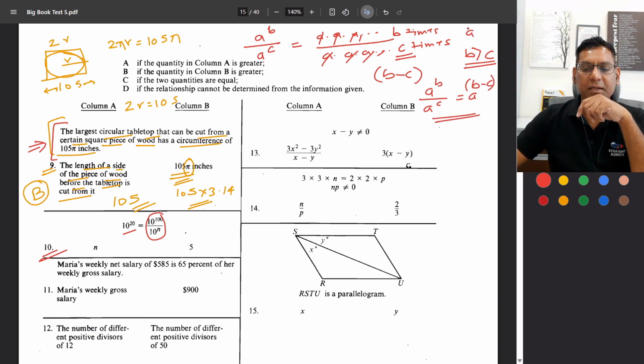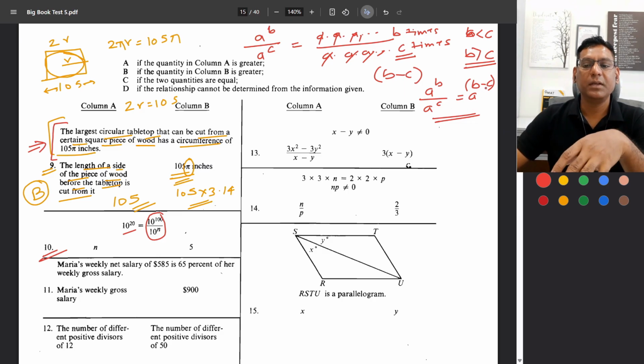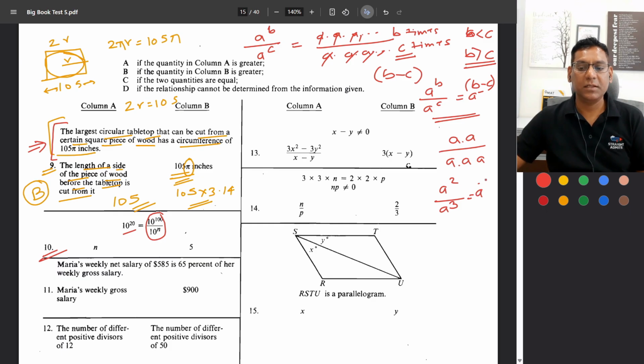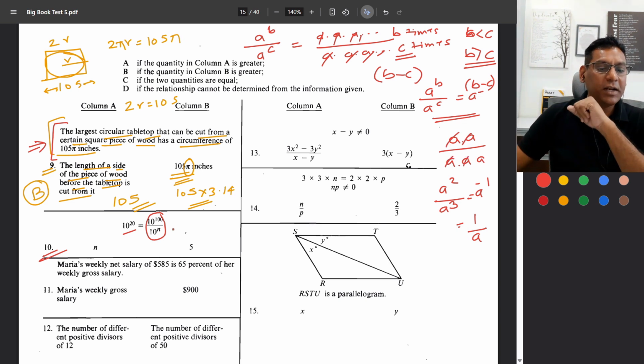Even if b is smaller than c, you can still use the formula, just that this exponent will be negative. What that basically means is that there are extra terms in the denominator. Let's say there were only 2 a's in the numerator and 3 a's in the denominator, that would mean a raised to 2 by a raised to 3, which would mean a raised to 2 minus 3, that is, a raised to minus 1. Basically, a raised to minus 1 means 1 by a. Here also it means the same. So the formula remains.